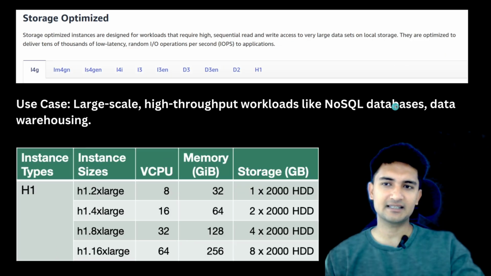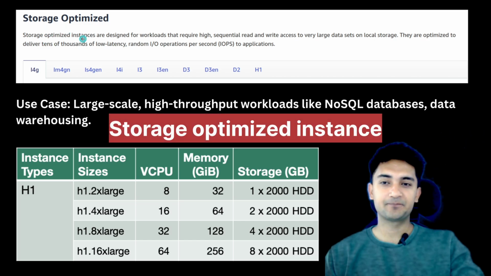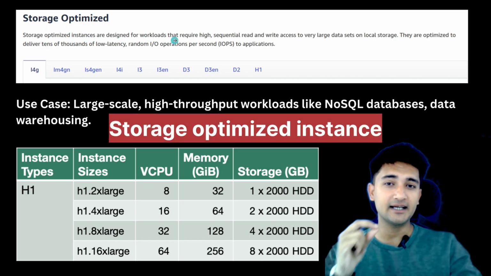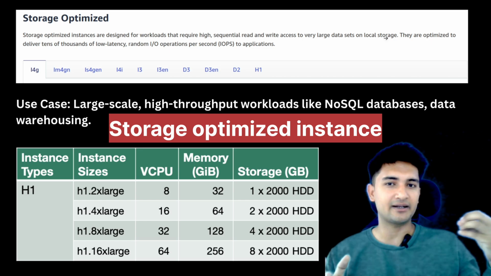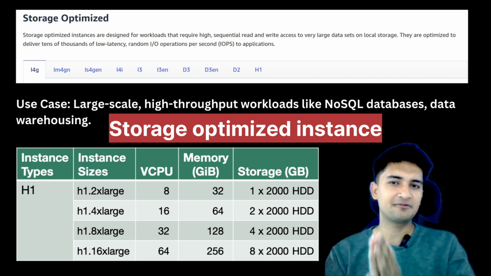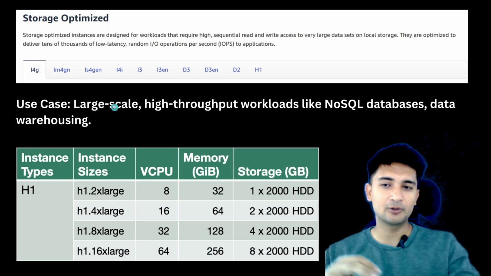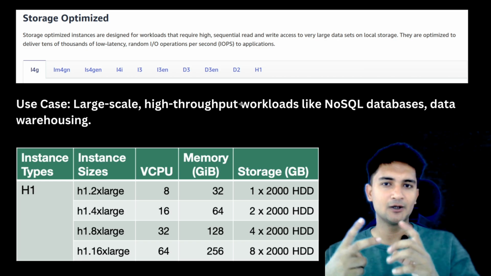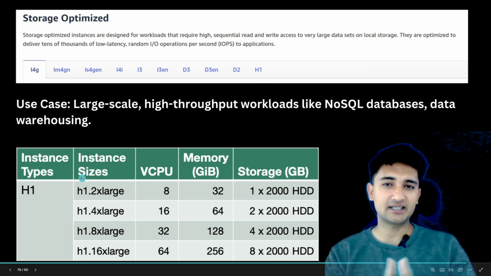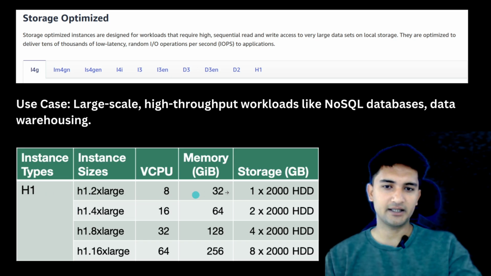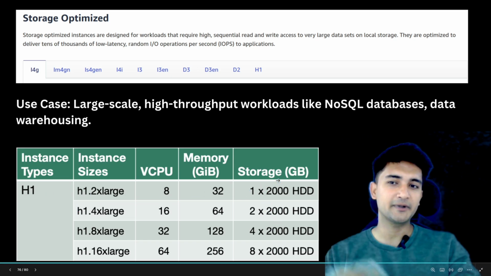So moving on, the next instance type is the storage optimized instance. Storage optimized instances are designed for workloads which require high sequential read and write access to very large data sets on local storage. So whenever you have an instance which is going to read and write data continuously on a very high scale, you can go for storage optimized instances. They are optimized to deliver tens of thousands of low latency, random input output operations per second, also known as IOPS. So all the I family and D family belongs to storage optimized. Use cases include large scale high throughput workloads like NoSQL databases, or maybe storing data in data warehousing and all that. So here is an example of H1 instance type that we have here, and you can see the storage attached to these instances are quite more compared to other instance types.